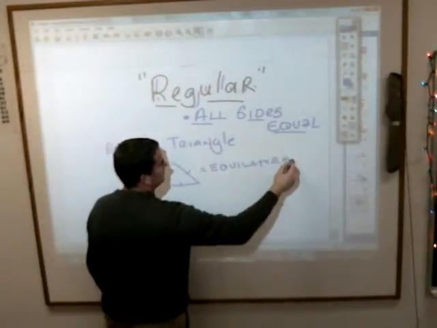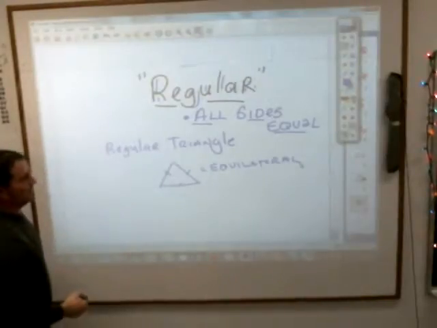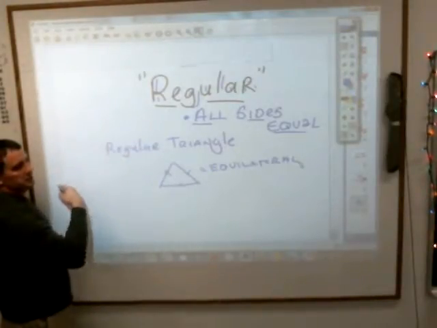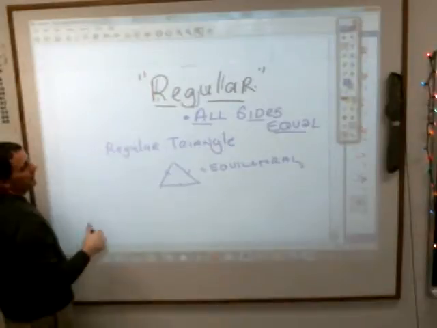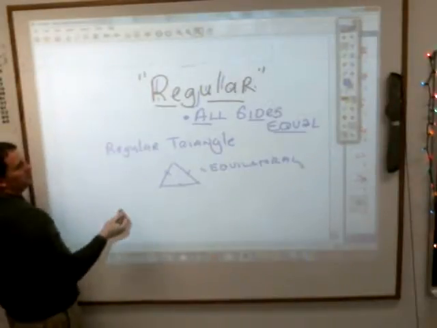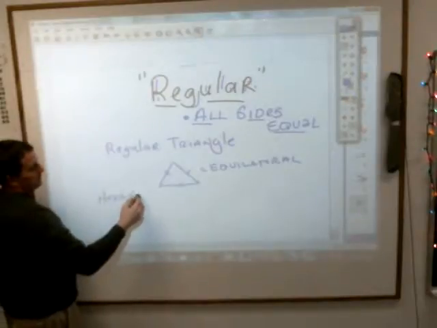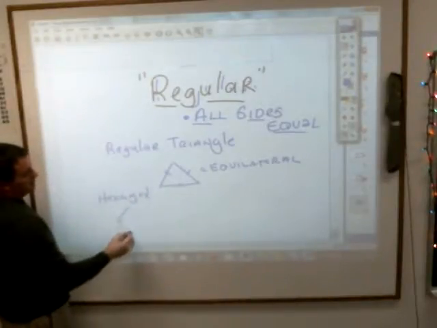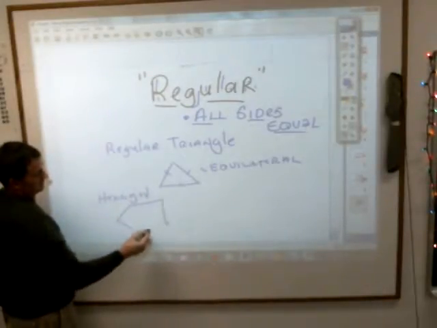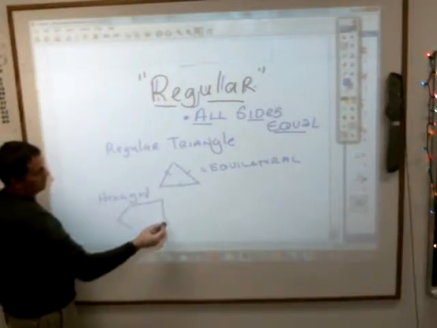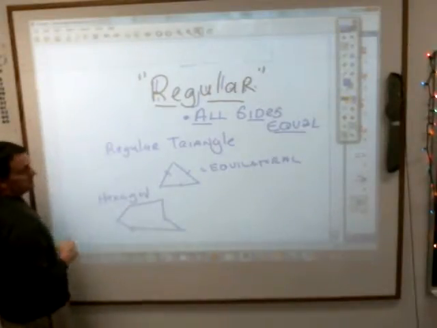Right now. Okay. If it doesn't say it's a regular triangle, then it just has three sides, and they could be any way. For example, here is just a normal hexagon. A normal hexagon just has six sides, so it could look like this. 1, 2, 3, 4, 5, 6.